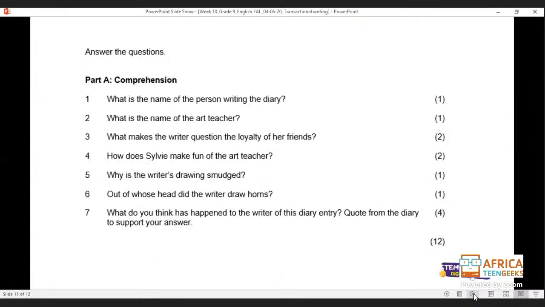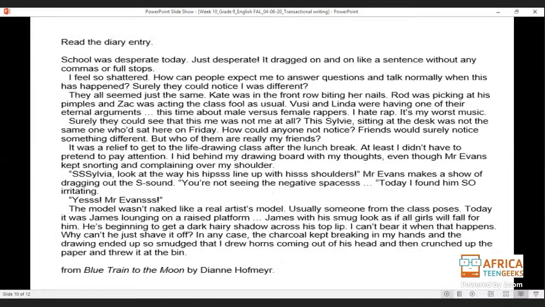Let's have a look at the second question. When you're answering questions, always pay attention to the mark allocation because it will tell you how much you need to answer and how much time to spend on the question. 2 says, what is the name of the art teacher? Let's go back. The name of the art teacher. Mr. Evans, Elisa, Dana, Benny, Kwezi, and Pulani are correct. Yes, it is Mr. Evans.